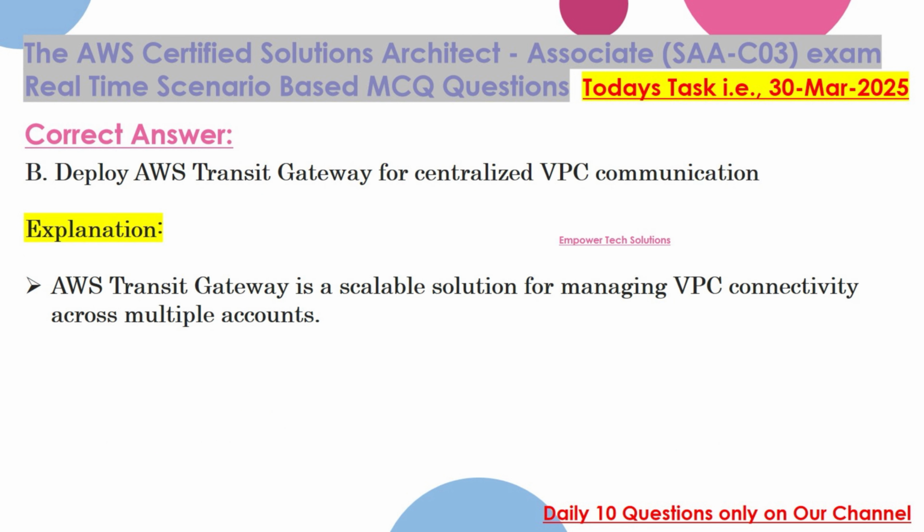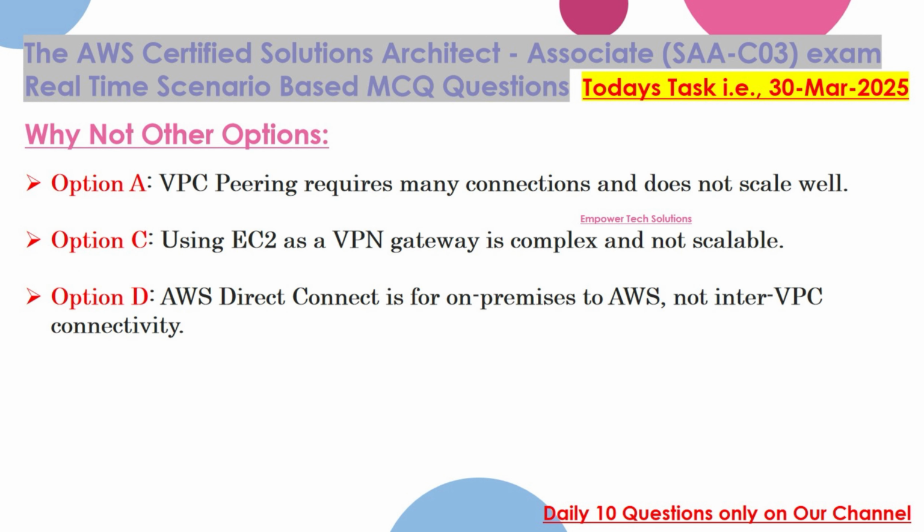Correct answer: B. Deploy AWS Transit Gateway for centralized VPC communication. Explanation: AWS Transit Gateway is a scalable solution for managing VPC connectivity across multiple accounts. Why not other options? Option A, VPC peering requires many connections and does not scale well.